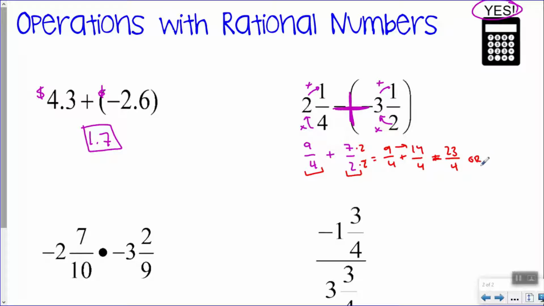But we can also rewrite that as a mixed number. How many 4s go into 23? Well, 5 times 4 is 20, so we have 5 4s, and then we have 3/4 left over. So either one of these could be our answer.